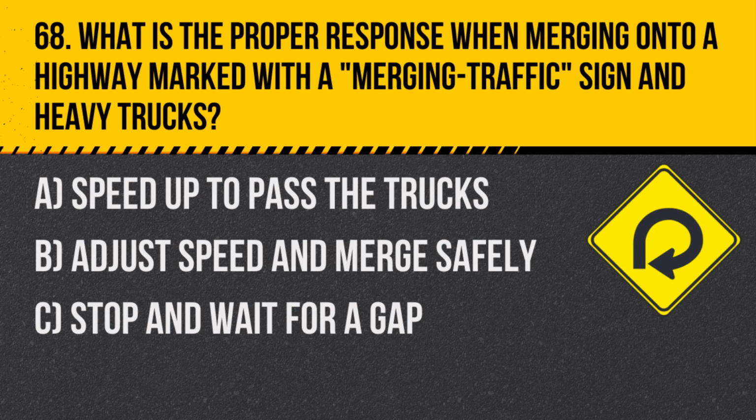Question 68. What is the proper response when merging onto a highway marked with a merging traffic sign and heavy trucks? A. Speed up to pass the trucks. B. Adjust speed and merge safely. C. Stop and wait for a gap. Answer: B. Adjust speed and merge safely. Merging requires adjusting speed to match traffic flow.